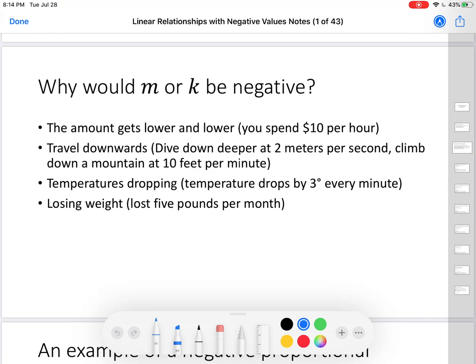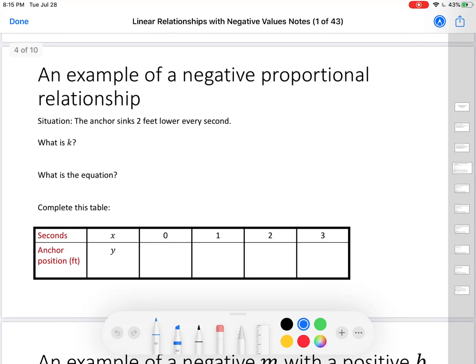Or the temperature might be dropping. It drops 3 degrees every minute. It's getting colder and colder. That would be -3. Or you might be losing weight. You start out at a certain weight. Maybe you feel like you're a little too heavy. You go on a diet. You start to lose 5 pounds per month. 5 pounds per month is a perfectly reasonable thing. None of you should be losing weight because you're children, and children should just be natural. Shouldn't push themselves.